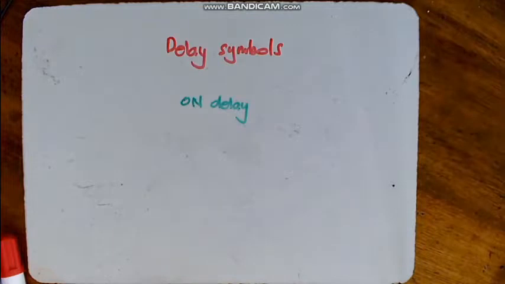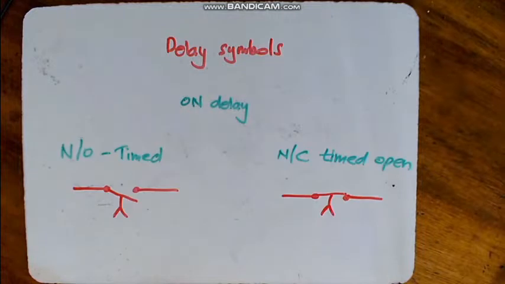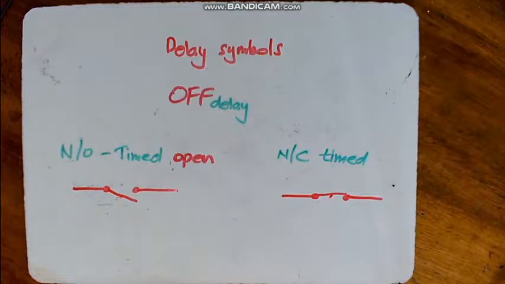We're looking at delay symbols and we're going to look at on delay. These are timed delays. We get a normally opened, timed closed, and a normally closed, timed open. Next we're going to look at off delays. So we're looking at a normally open, timed open.